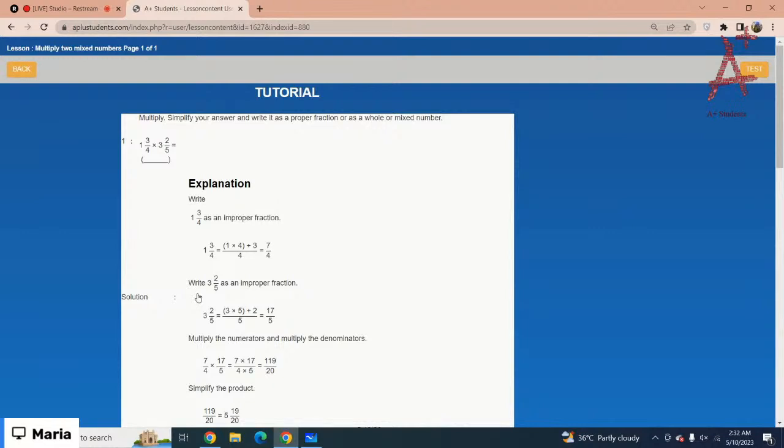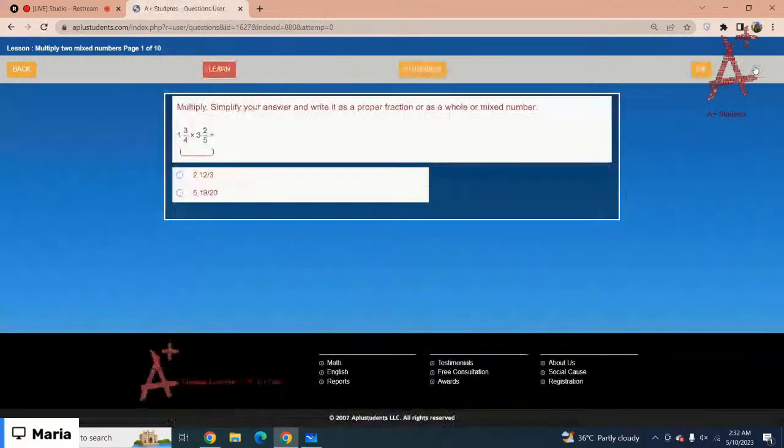So how do you multiply two mixed numbers? Convert the mixed numbers into improper fractions first and then multiply like we multiply the fractions. Let's just start with the test questions.